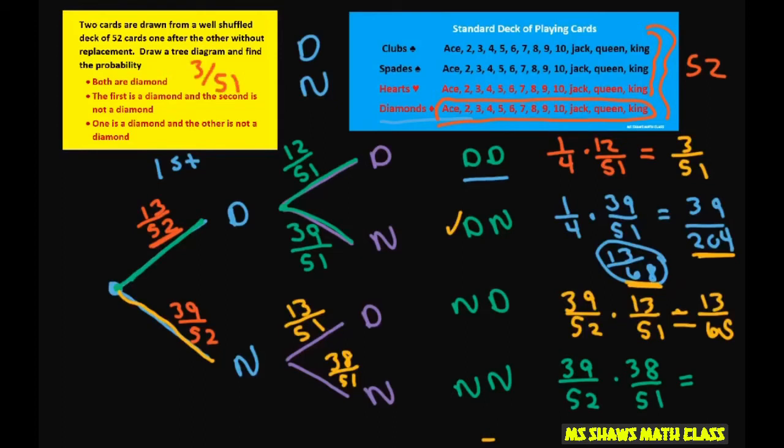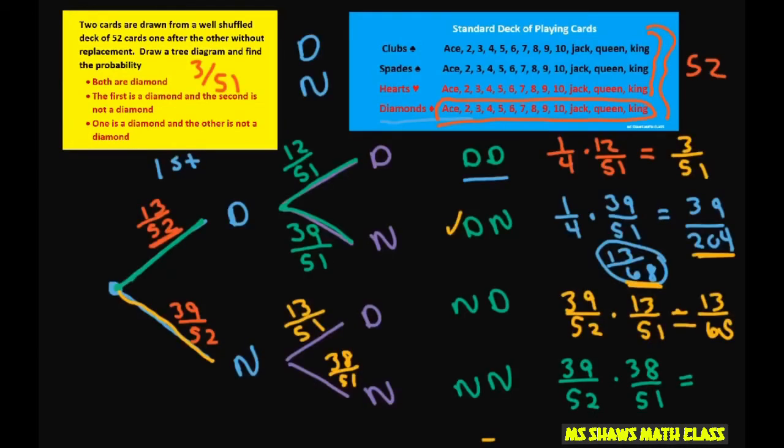All right. Now let's do the next one. Okay, so the next one is the first is a diamond and the second is not a diamond. That one is this one. So that one's going to be the 13 out of 68. So this one's going to be 13 out of 68, reduced.